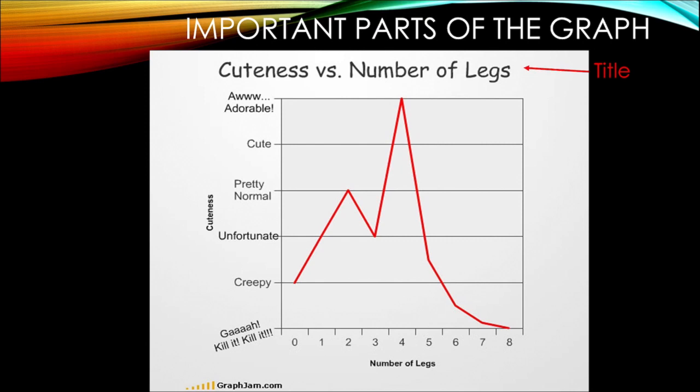The second most important part of a graph are the axis labels. You need to tell the reader what your axes are. Without a label, your measurements have no meaning.